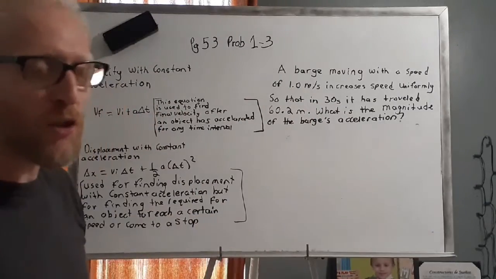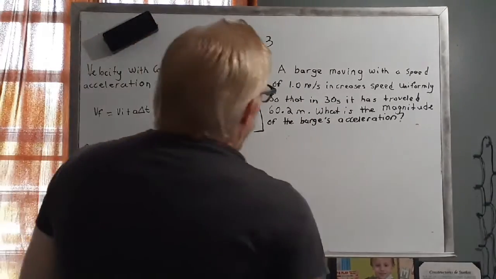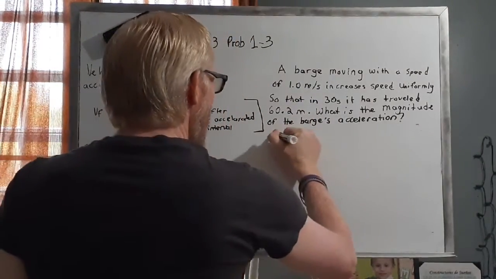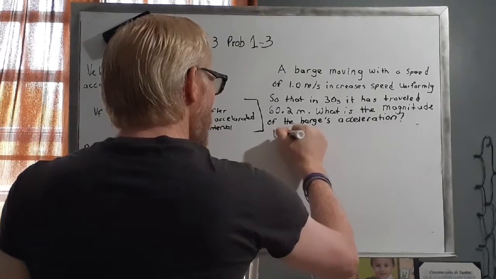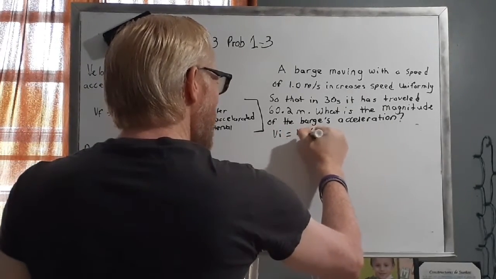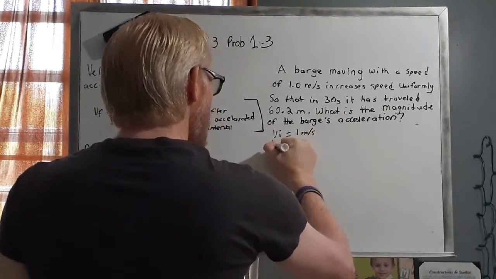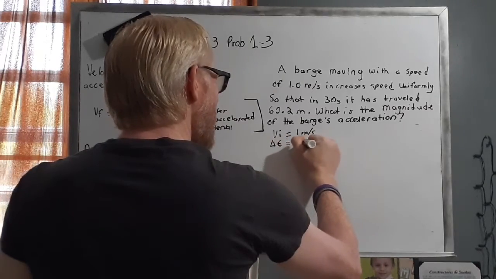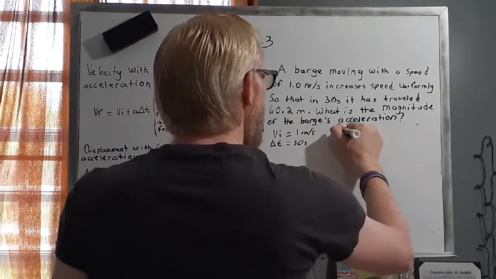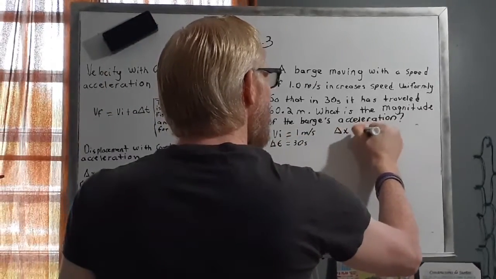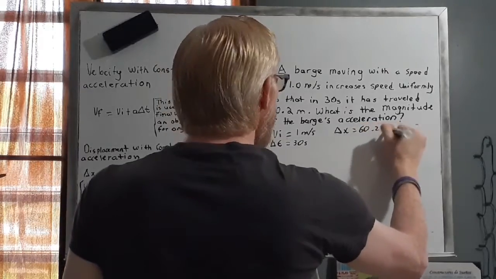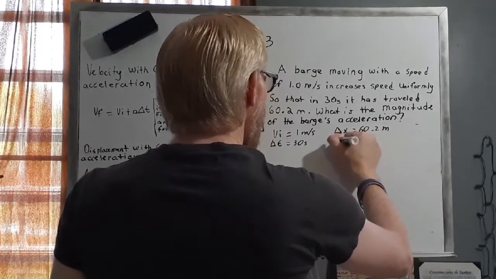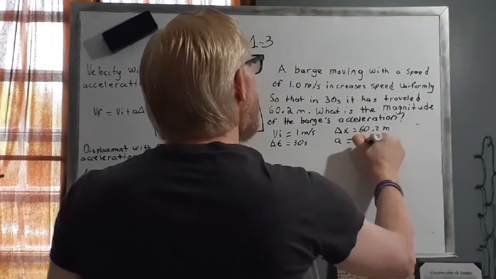And speaking of that, this is what I mean. So we're going to write down the information. We have the initial velocity, which is 1 meter per second. We have the change in time, which is 30 seconds. We have the change in x, which is 60.2 meters, and we're being asked to find the acceleration.